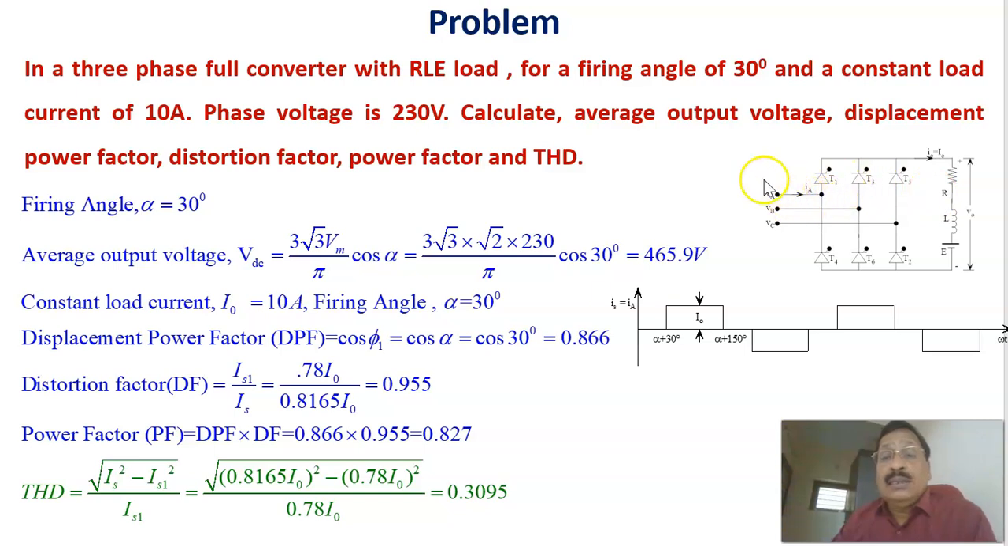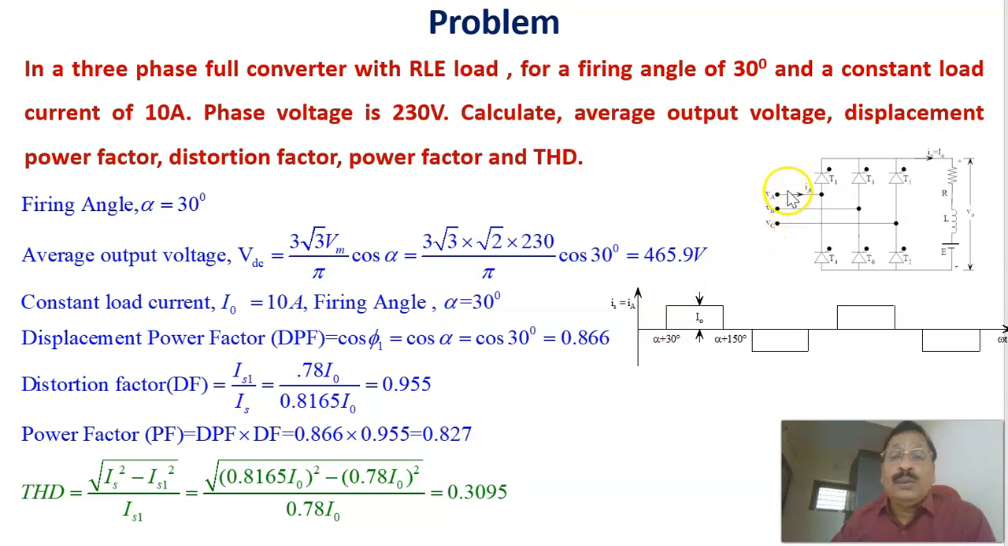This is the input three-phase signal, given as VA, VB, VC phase voltages, thyristors T1, T3, T5, T2, T4, T6, and the RLE load. Through this, a constant current I0 is flowing, and that I0 is given as 10 amperes. And here, the firing angle is equal to 30 degrees. The firing angle of each thyristor is given as 30 degrees.